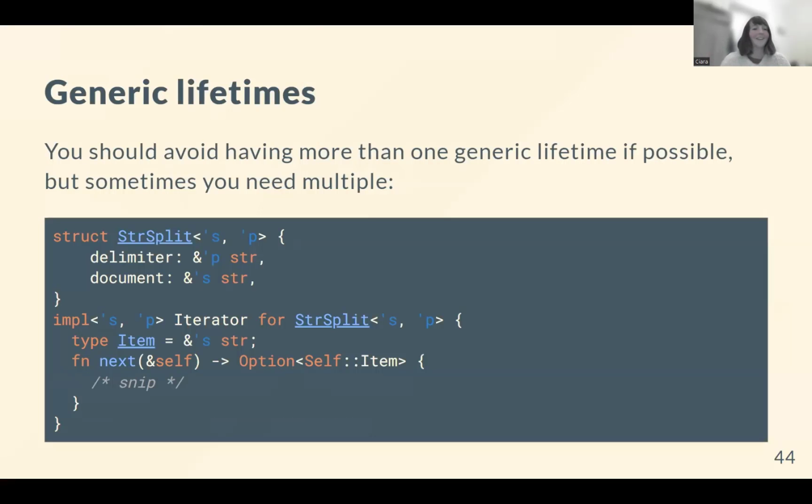Okay, the next topic is generic lifetimes. Generally, as advice, you want to avoid having more than one generic lifetime if possible, but sometimes you do need more than one. So this example that Jon gives is you've got a document which will live for some lifetime, and then there's a delimiter that might live for another lifetime. And there's no reason why those need to be related. Your delimiter could be a temporary, your delimiter could be static, your document could be static, or it could be data that's passed in. There's no reason why those two should be related.